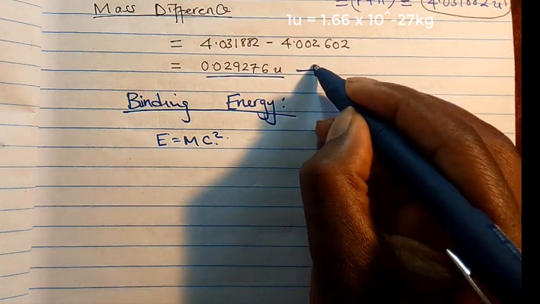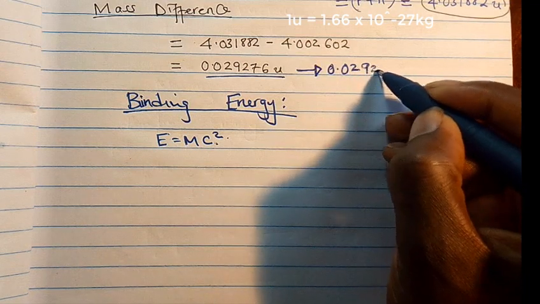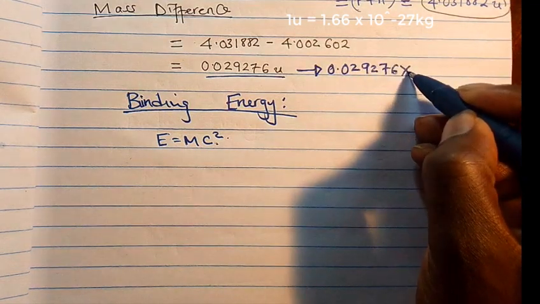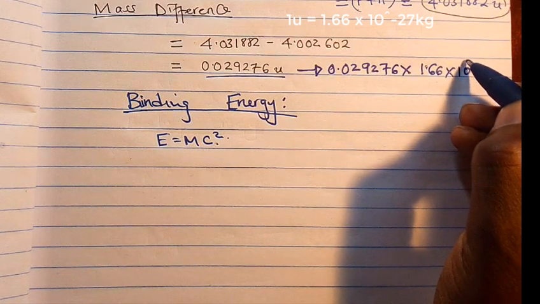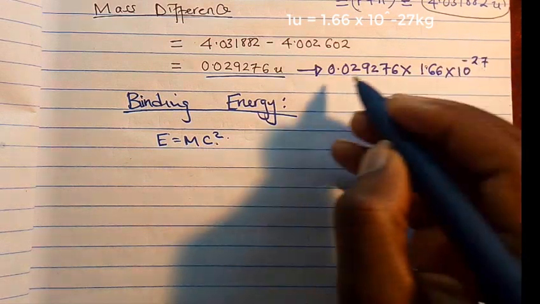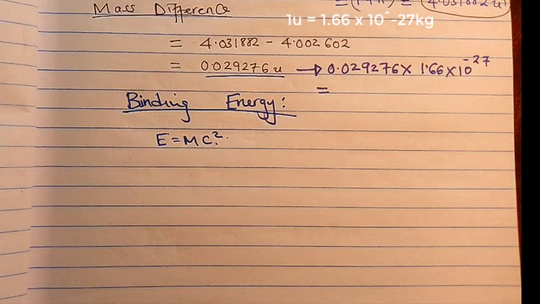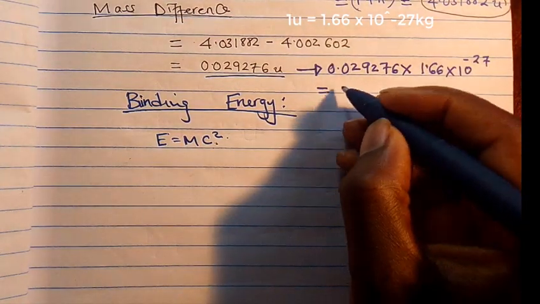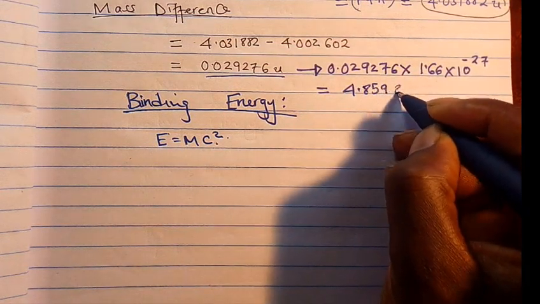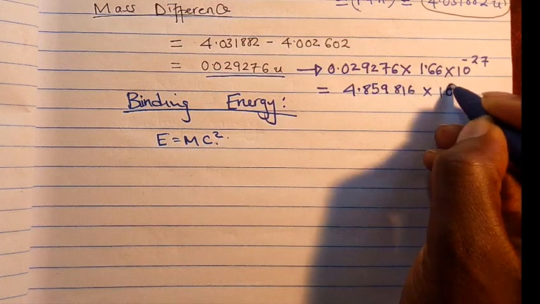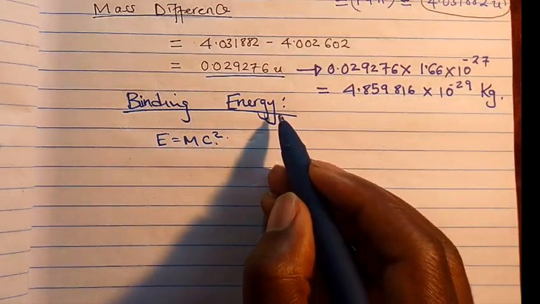To convert it to kilograms, we take 0.029276 and multiply by 1.66 times 10 to the power negative 27, and then we get our mass in kilograms. The answer here will be 4.859816 times 10 to the power negative 29 kilograms. So the thing we need to do now is to find the binding energy.